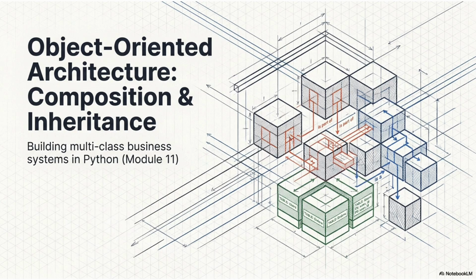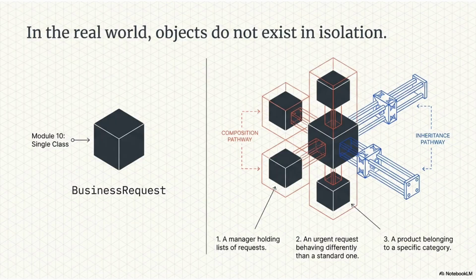More importantly, you'll learn the decision framework for choosing between the two patterns, a choice that determines how maintainable, testable, and extensible your code becomes. The golden rule for the end of this module is the single most important OOP design principle: prefer composition over inheritance.